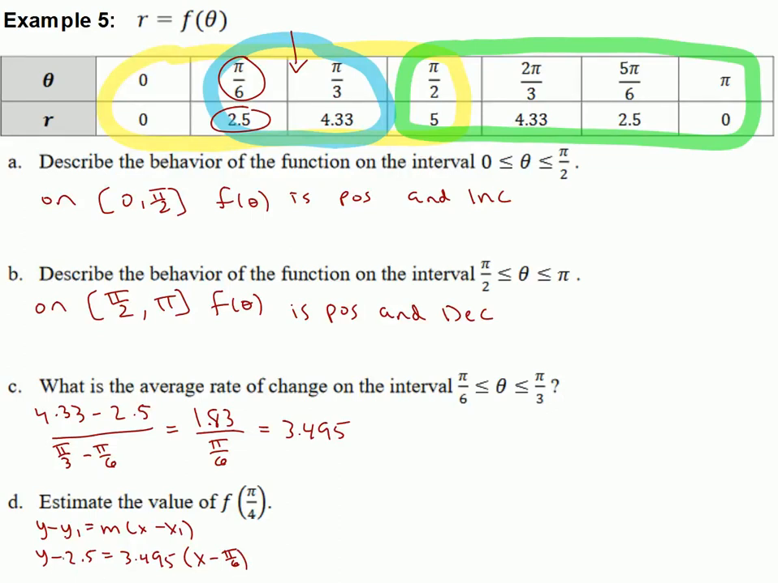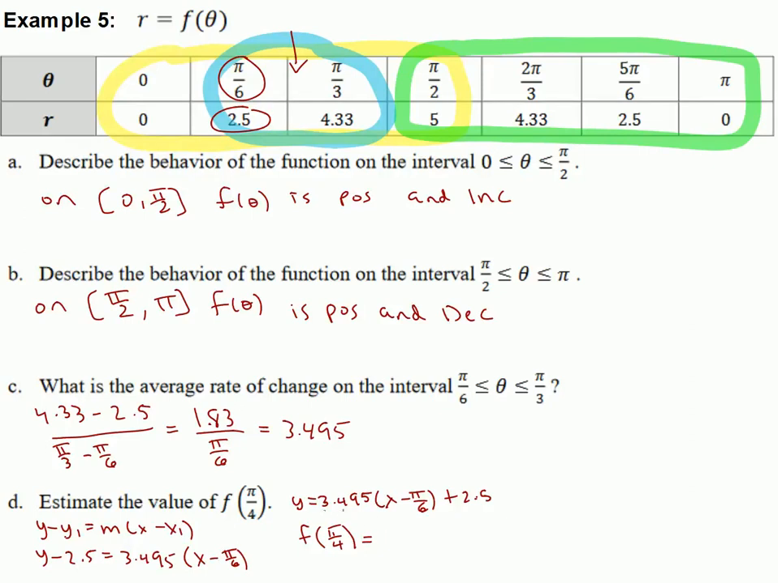And if I want to get y by itself, because what I want to do here is plug in pi over 4, first things first, I want to get y by itself. So the next thing I need to do here is add 2.5 to both sides. So I'll get y equals 3.495 times x minus pi over 6, plus that 2.5 that we added to both sides. And now, I can take that pi over 4 and plug it in here to this function, okay? We use this a lot in calculus.